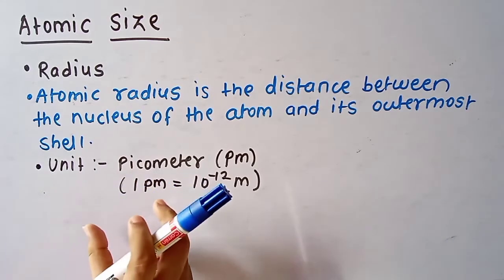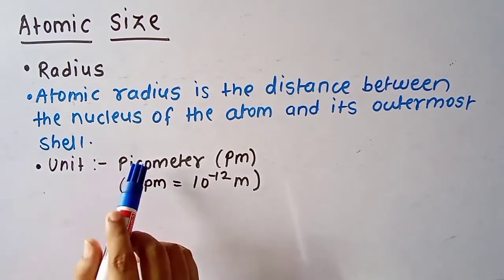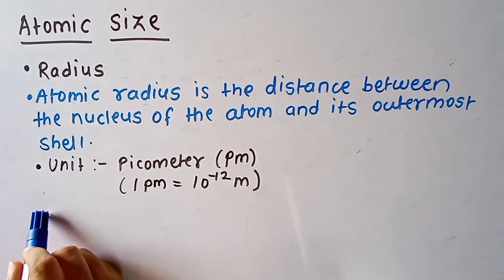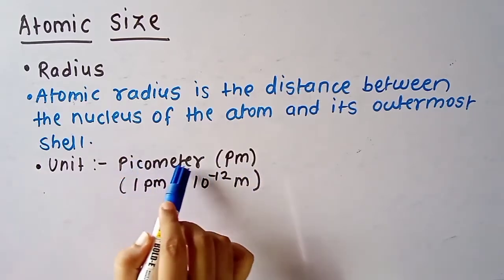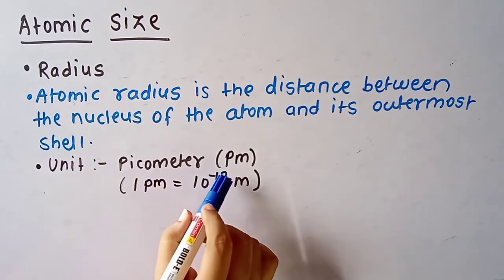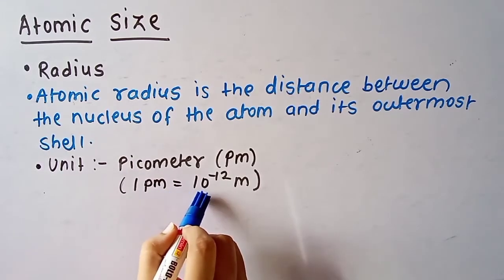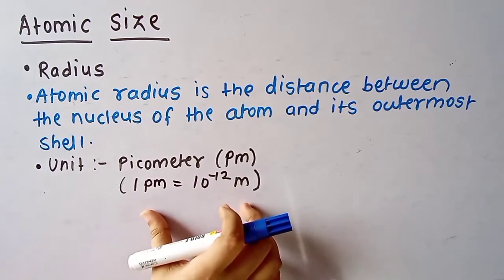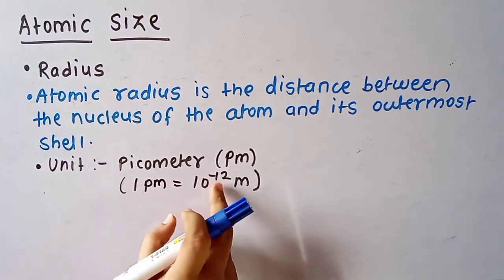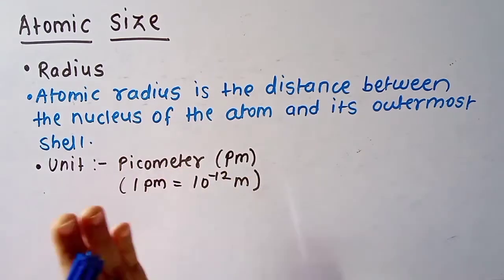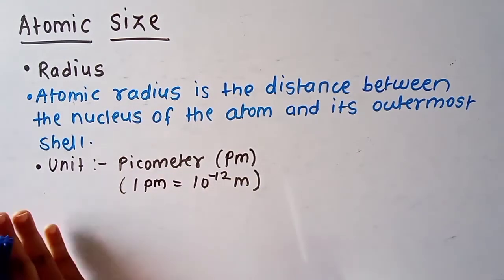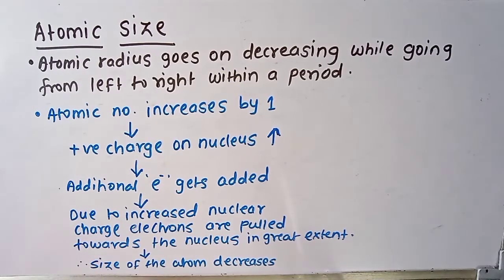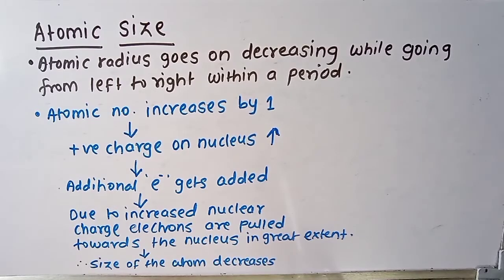Now how can we measure atomic radius? The unit of atomic radius is the picometer. Pico means 10 raised to minus 12, so 1 picometer is equal to 10 raised to minus 12 meter. It is much less than a nanometer. Nano means 10 raised to minus 9 and pico means 10 raised to minus 12. Now students, we will see what is happening in a period while going from left to right.